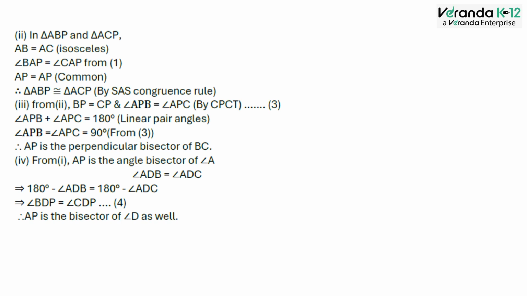Then the fourth part, from 1 we can tell AP is the angle bisector of A, obviously. Then 180 minus ADB is equal to 180 minus ADC. When equals are subtracted from equals, then the remainders are also equal, using that concept. So 180 minus ADB is nothing but BDP, then 180 minus ADC is nothing but CDP. So from this we can tell AP is the bisector of D as well.